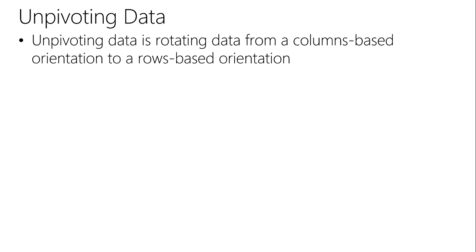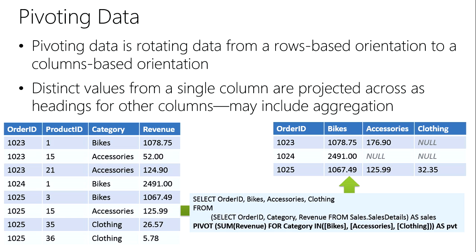We brought back, across those order IDs, the values for each individual category. If we go back to how it was before we pivoted it, I had the product IDs in there, and I had details for each order ID. There were two different products in one order ID, where I had bikes and accessories, and in order number 25, I had some accessories, but I had two products in clothing, one at 26.57, one at 5.78.